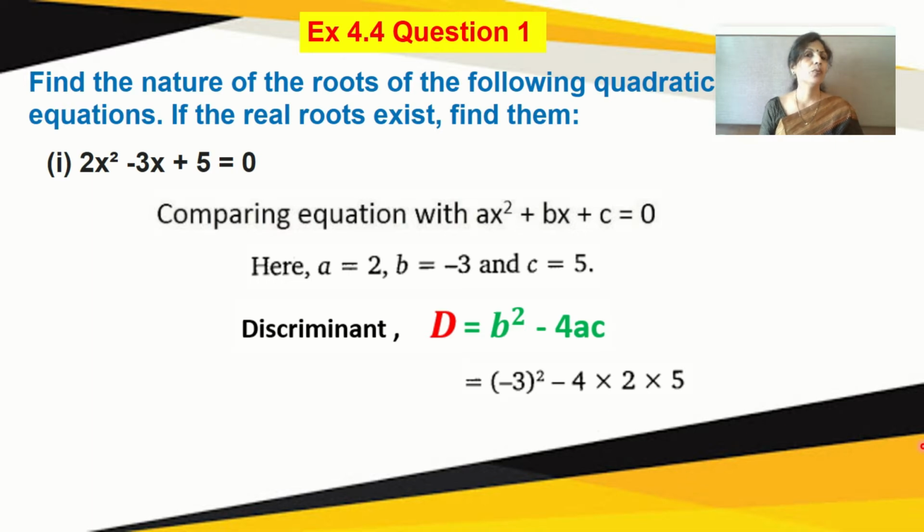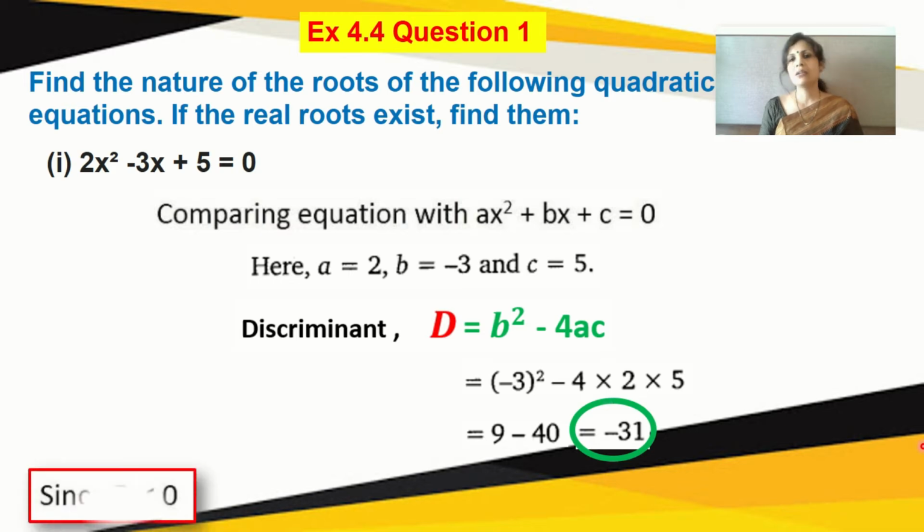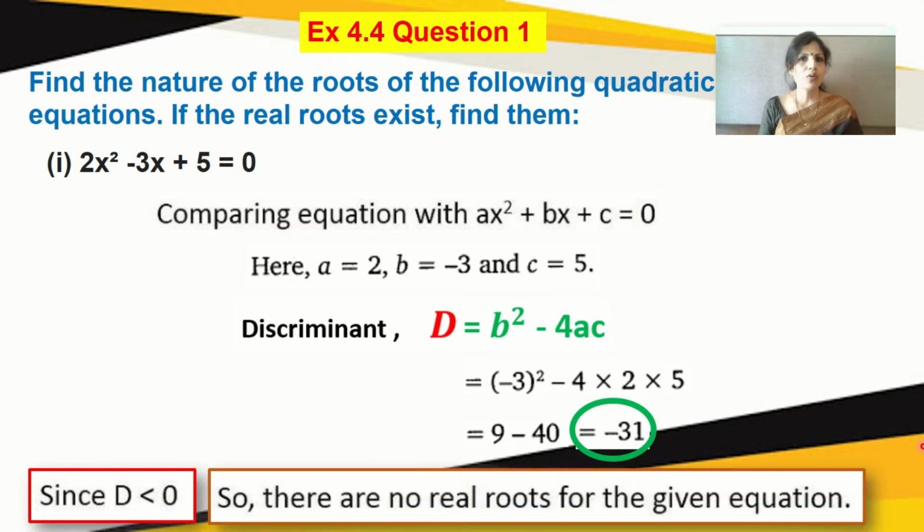And what do we get? We get 9 minus 40, and 9 minus 40 is minus 31. Children, what is the meaning of minus 31? Our discriminant D has a value less than 0. And when the discriminant is less than 0, the given quadratic equation doesn't have any real roots. So there is no question of finding the roots. We will write: there are no real roots for the given quadratic equation.